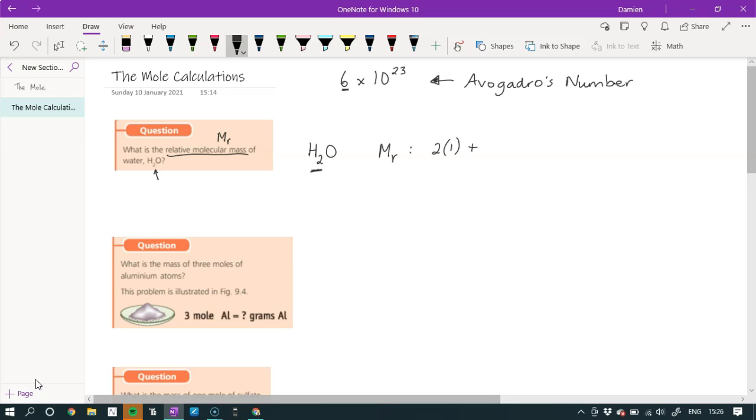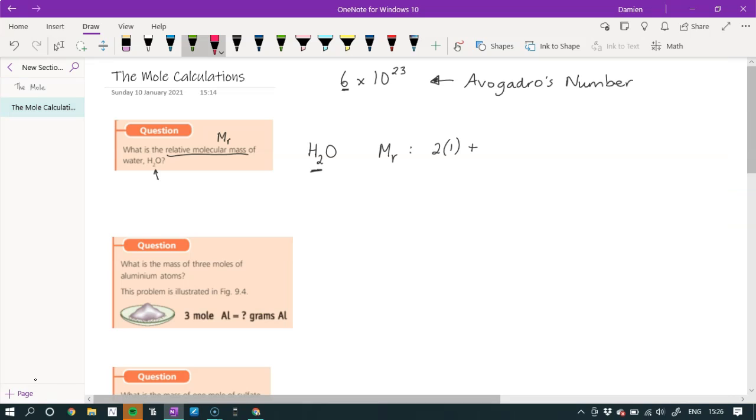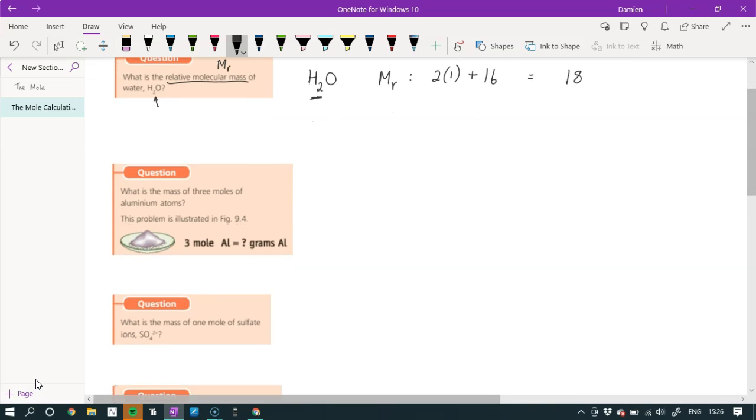We're going to add to that the oxygen. So again, if we go to the periodic table of the elements and we look at oxygen, we can see oxygen here has got a mass of 15.999, which is 16. So we're going to add 16. So that means the molecular mass is 18. And that's it. There's nothing else to that. That's the molecular mass of water is 18. Let's go on to the next one.